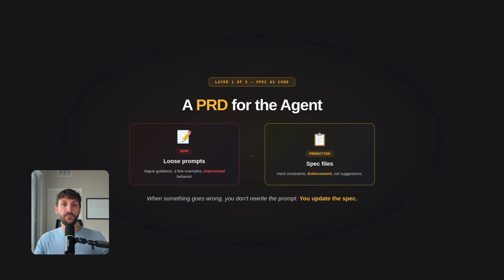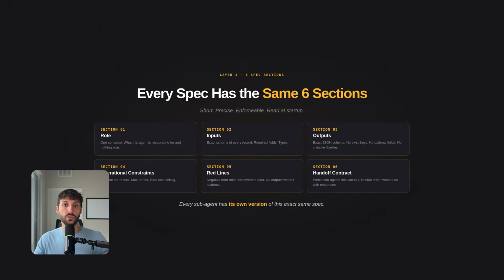The orchestrator spec for this build has 6 sections. First, the role, 1 sentence describing what the agent is responsible for and nothing else. Second, the inputs, the exact schema of every record the orchestrator will receive, including required fields and types. Third, the outputs, the exact JSON schema the orchestrator must produce with no extra keys, no optional fields, and no creative liberties. Fourth, the operational constraints, timeout per record, max retries, escalation thresholds, hard cost ceiling per run.